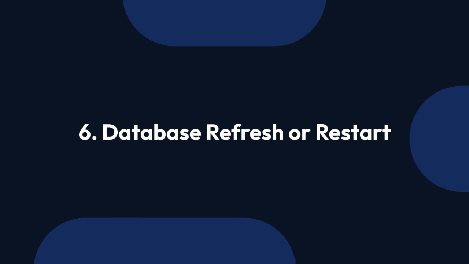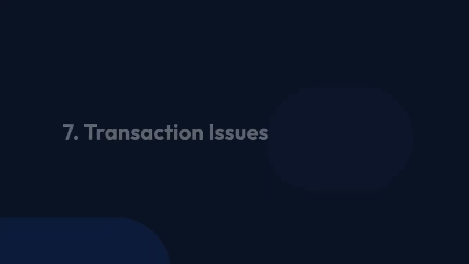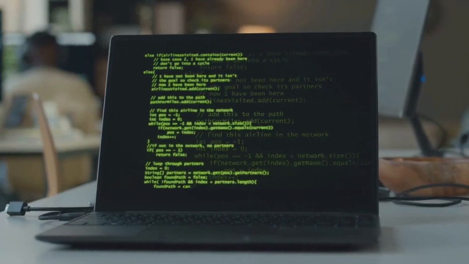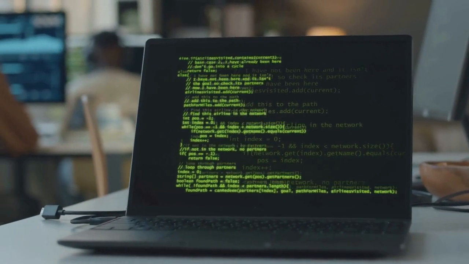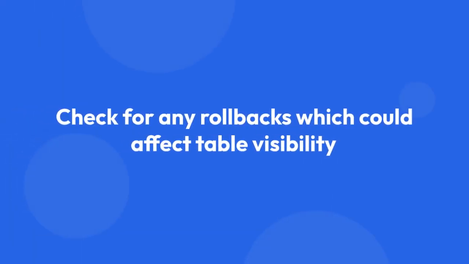6. Database refresh or restart. In some development environments, a database refresh or restart might have dropped your table unintentionally. Recheck if the table still exists after such operations. 7. Transaction issues. If you're using transactions, a failed transaction might leave your table inaccessible within the function's scope. Ensure that your transactions commit successfully. Check for any rollbacks which could affect table visibility.